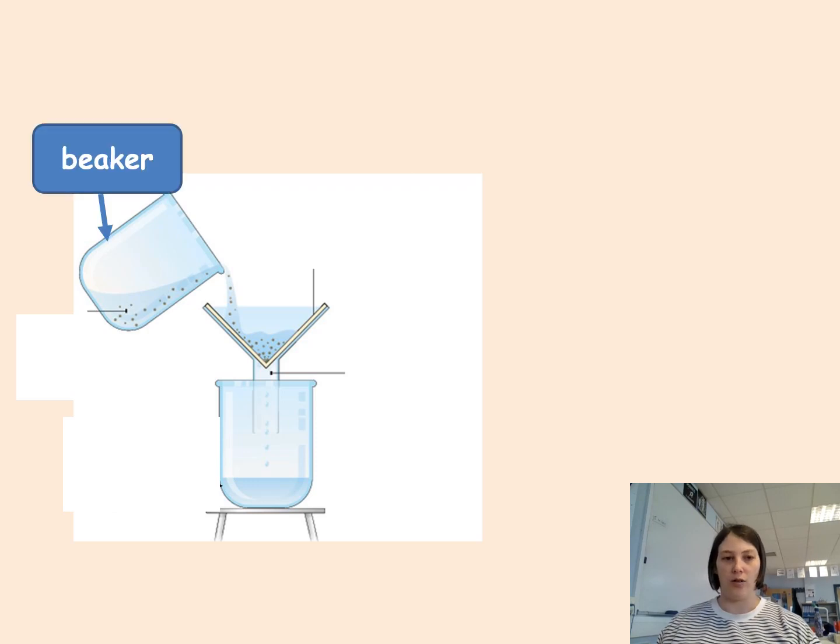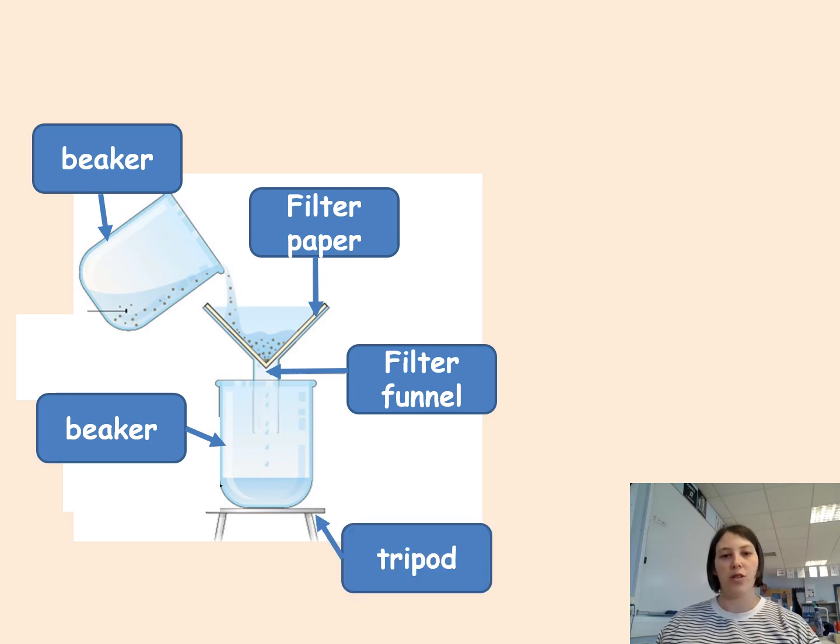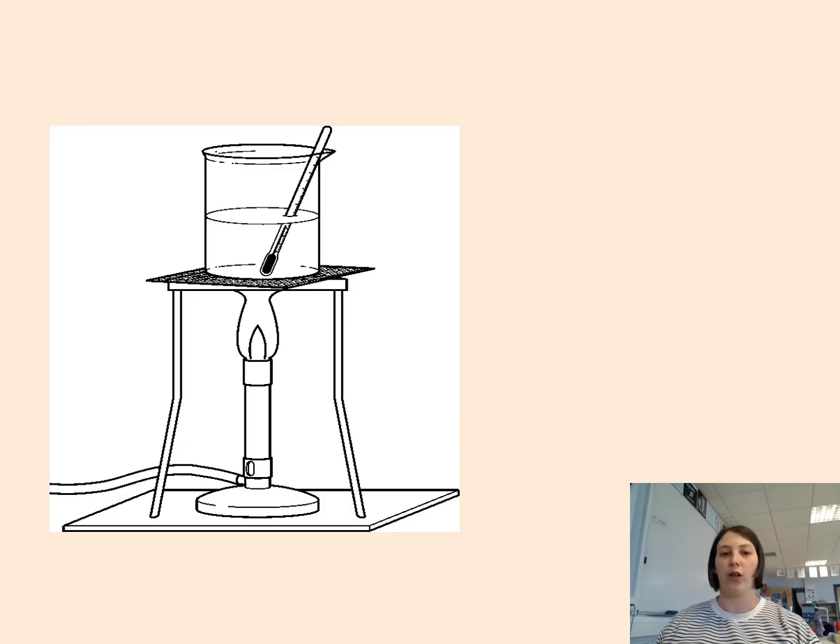Okay, let's have a look at your answers. So you should have a beaker, a filter funnel, filter paper, and another beaker. On to the next one, and a tripod. On to the next one. So this one, can you draw it as a scientific diagram? And again, label the equipment that you have.